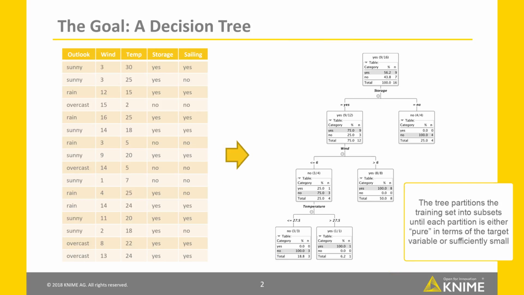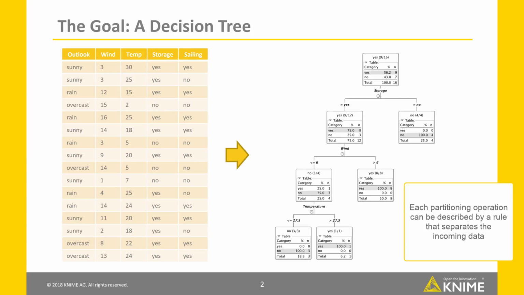The tree partitions the training set into subsets until each partition is either pure in terms of the target variable or sufficiently small. Pure means a subset which contains only samples of one class. Each partitioning operation can be described by a rule that separates the incoming data based on the values of one feature, the splitting feature. To summarize, we can say that a decision tree consists of three different building blocks: tree nodes, tree branches, and tree leaves.